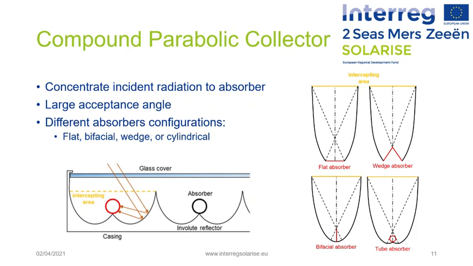The absorber can take a variety of configurations. It can be flat, bifacial, wedge, or cylindrical, as shown in the diagram on the right. It can be manufactured either as one unit with one opening and one receiver, as you can see on the right, or as a panel, as you can see on the left.